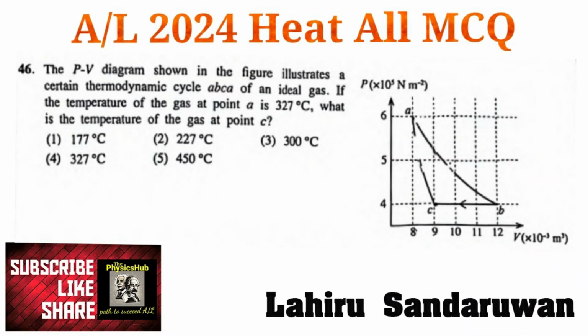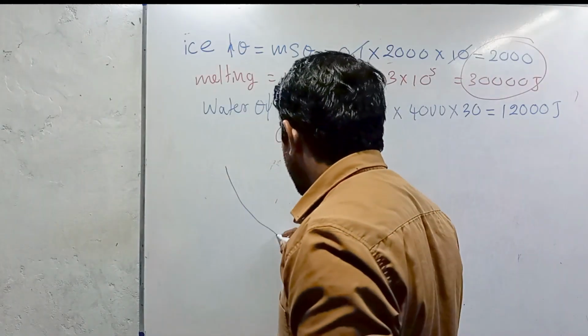The next question. The PV diagram shown in the figure illustrates a certain thermodynamic cycle ABCA of an ideal gas. If the temperature of the gas at point A is 327 degrees Celsius, what is the temperature of the gas at point C? They have given a curve like this.